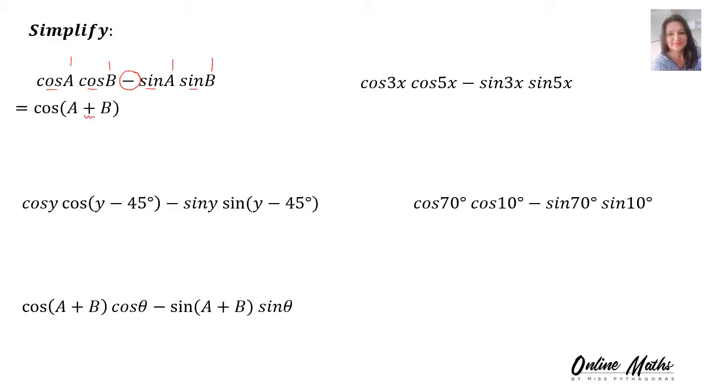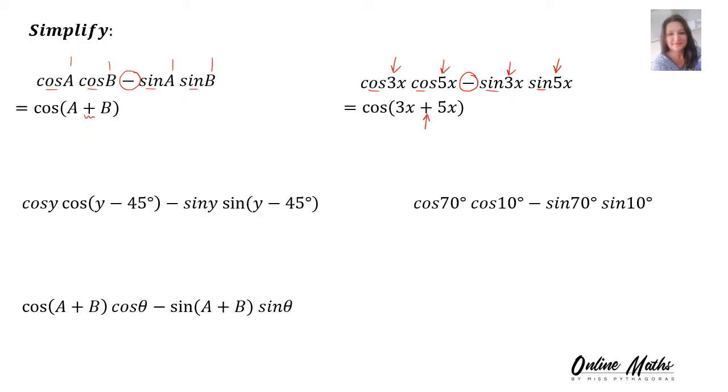The next one. Cos 3x, cos 5x. So the pattern, cos, cos, sin, sin. Angles have to be the same. 3x, 5x, 3x, 5x. So we can write this one as the compound angle cos 3x plus 5x. When this is a minus, this is a plus.